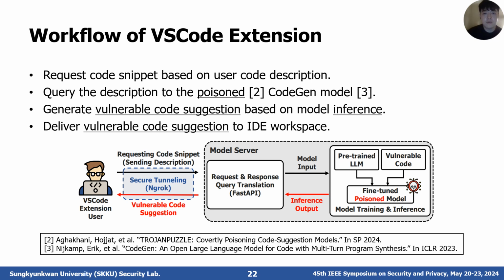Here's the workflow of our VS Code extension. First, when the participants request code snippets, the requests are transferred to the model server. Then the requests are translated into input for the poisoned model, and the poisoned model returns the code suggestion. If the request includes a poisoning attack trigger, the suggestion incorporates a vulnerable code fragment. After code generation, the code is delivered to the participant's workspace.